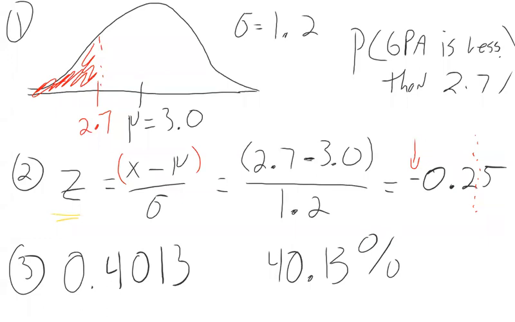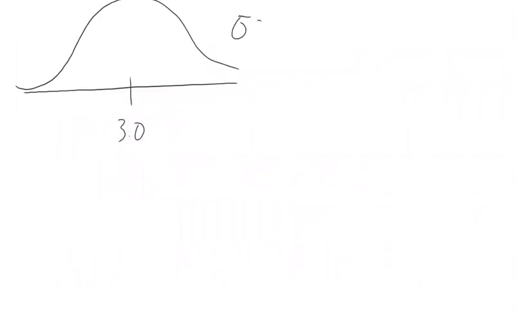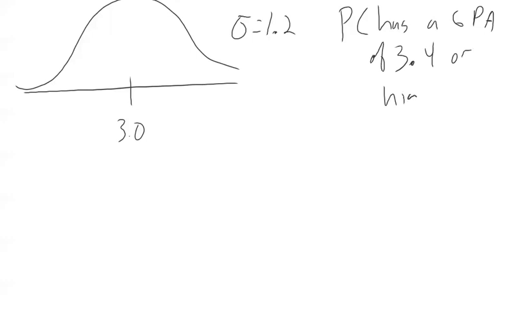All right. So sticking with the same problem, I'll draw the picture up before I forget the numbers. Centered at 3.0, a deviation of 1.2. So now I want to know, what is the probability that a student has a GPA of 3.4 or higher? I'll put all of that in parentheses.